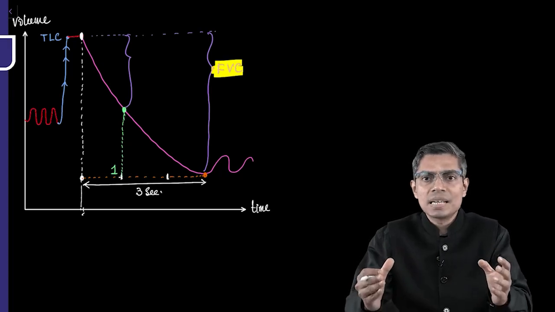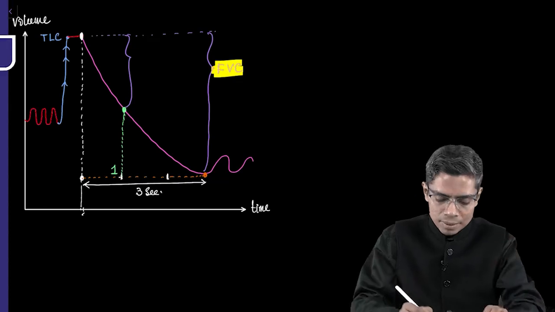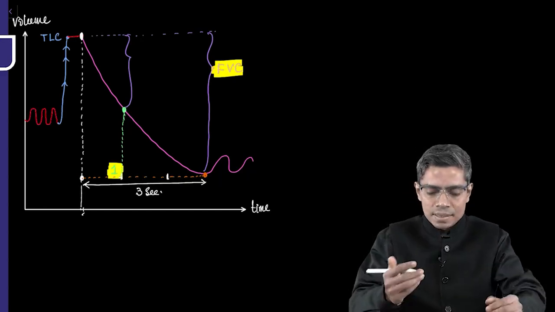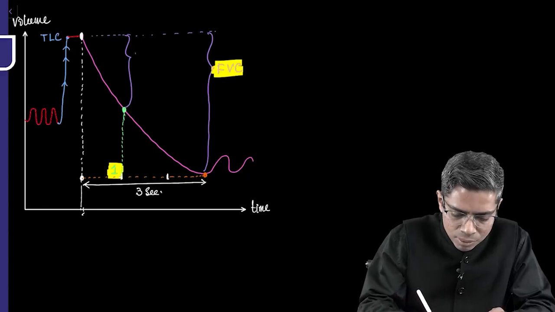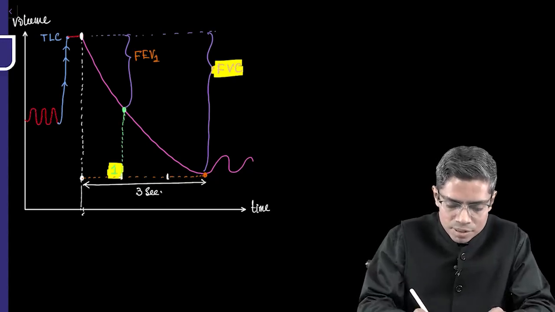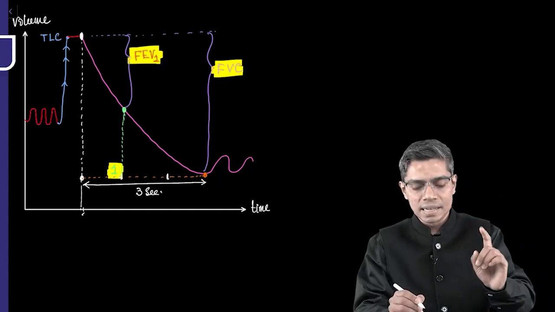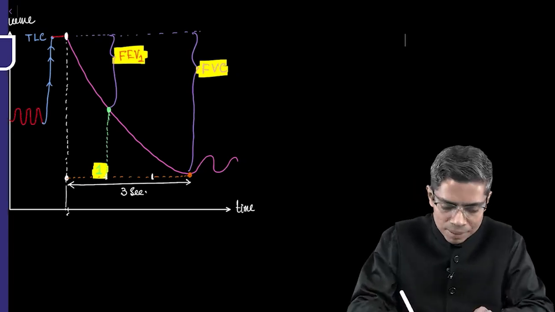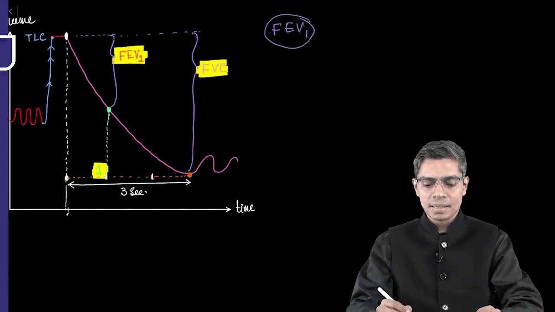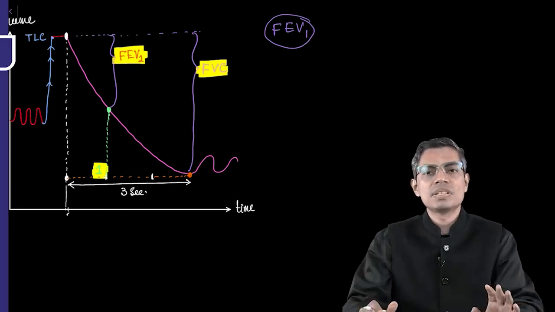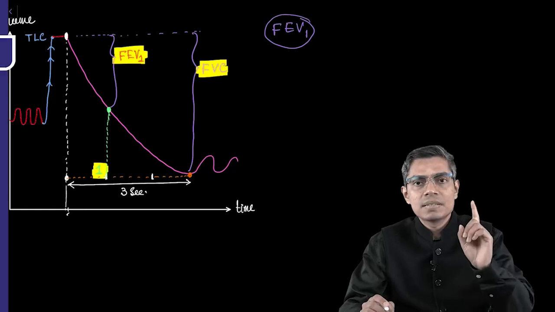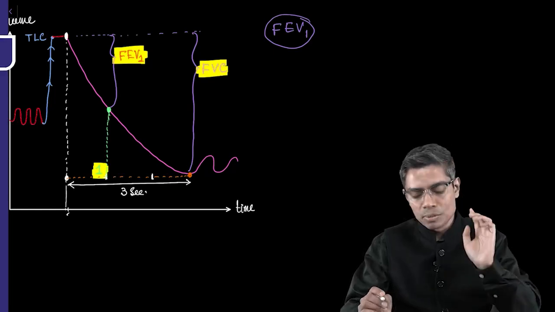Within this 4 liter or 5 liter forced vital capacity, I want to calculate how much volume the subject is expiring within 1 second. This volume, if I measure it, will be known as FEV1, that is forced expiratory volume in 1 second. FVC is the total volume expired by the subject within 3 to 6 seconds. So FEV1 is the total volume that the subject is expiring within 1 second.